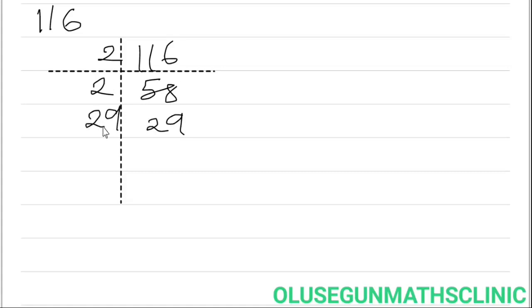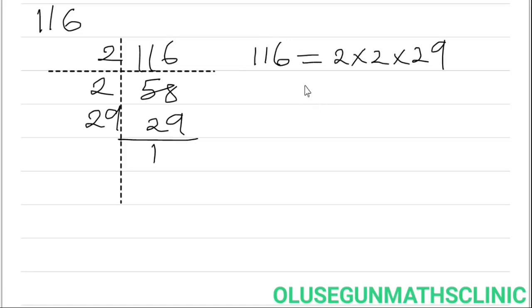29, nothing can divide 29 except 29. We have 1. So, meaning that 116 will be 2 times 2 times 29, which will be 2 squared times 29. So this is the product of the prime numbers. For getting factors, that is why I use the tabulation form.